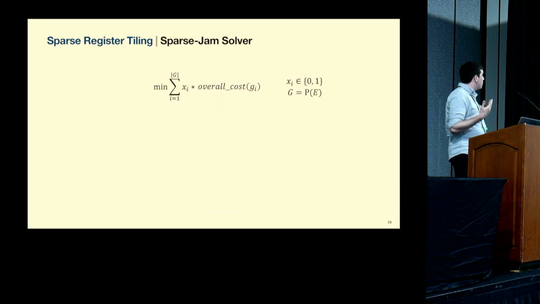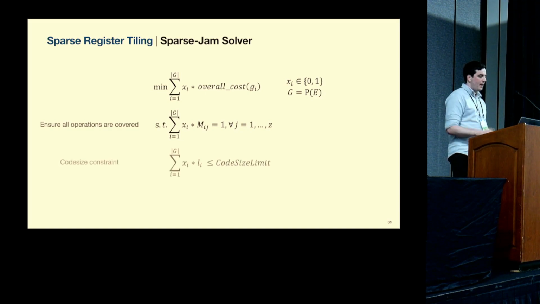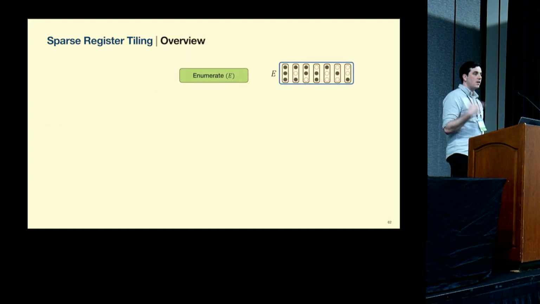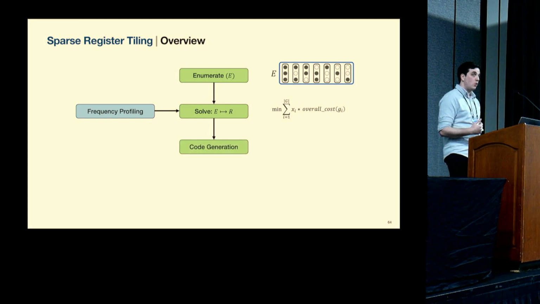To complete the formulation of this minimum weighted set cover, we do need some additional constraints. The first constraint is a basic covering constraint that ensures all the required operations in E are covered. For the next constraint, we use estimates of the code size for the patterns in R and a hard code size limit to ensure that we never exceed the instruction cache. To give an overview of what we covered so far, we initially enumerate all the possible patterns that this A tile could take before moving on to solving our minimum weight set cover to get a mapping from E to R using frequency information we've profiled from our target matrices. And then we move on to code generation.